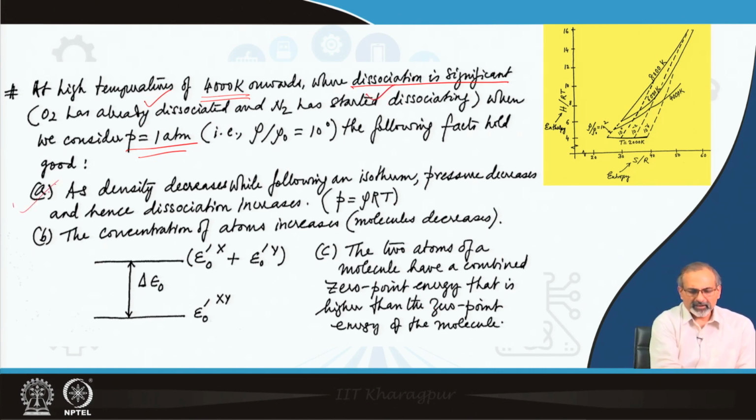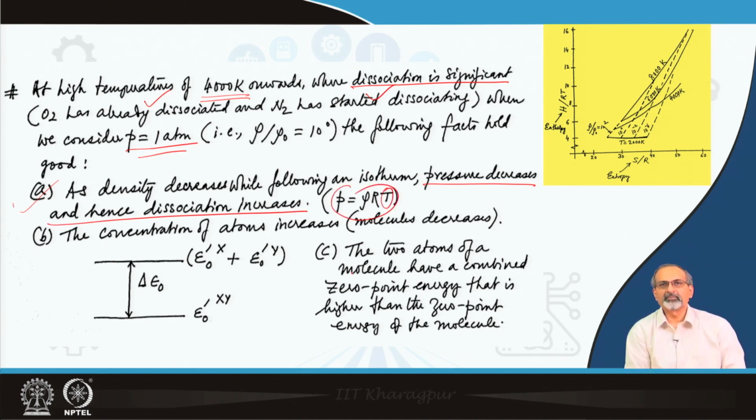and the following facts will hold good. As density decreases further while following an isotherm, the pressure decreases and hence dissociation increases. If you refer to the equation of state, following an isotherm would mean temperature remains constant, and therefore, if density reduces, the pressure also reduces. At reduced pressure, the dissociation rates increase significantly, and then you have a higher concentration of atoms compared to molecules. So, concentration of atoms is increasing, molecules is decreasing.